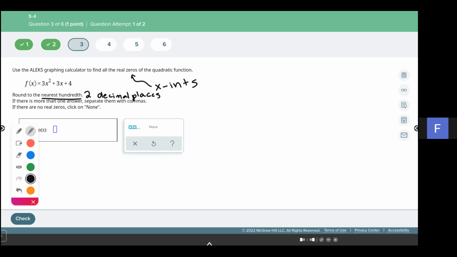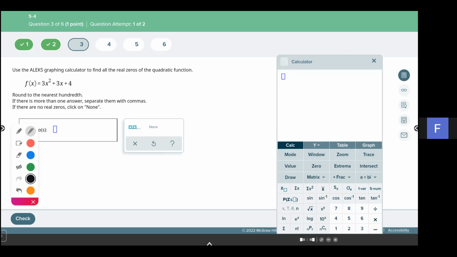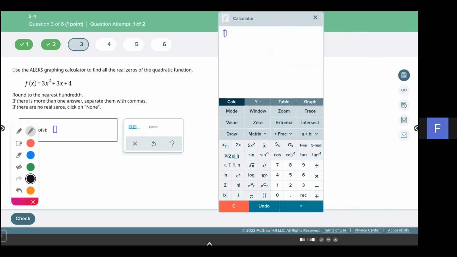If they said to the nearest thousandth, 1000 has 3 zeros, so 3 decimals. I'm going to try using the Aleks calculator again, so we'll see if it works out nicer. I'm going to do y equals, and in y1, I'm going to type in 3x squared.